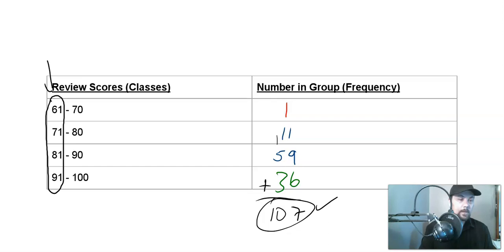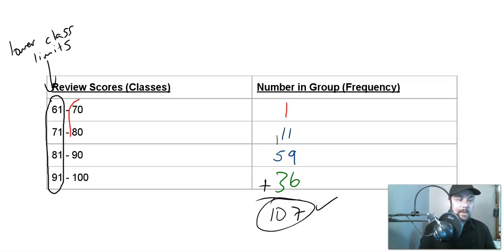All right. So these are my lower class limits. There's no calculation involved. You can just read these straight off the table. So 61 is the lower class limit of the first class. 71 is the lower class limit of the second class, and so on and so forth.